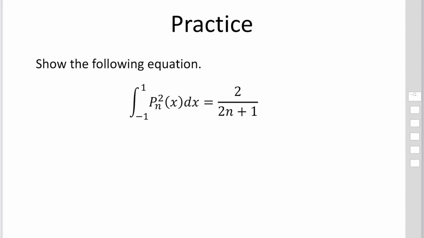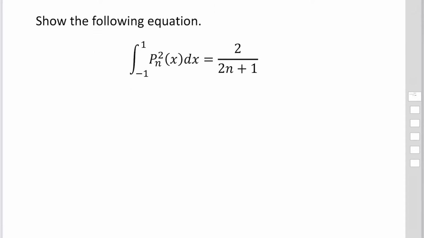In this practice, we show the following equations. We need to calculate the square norm of the Legendre functions. So we use the Rodrigues formula to prove these formulas.